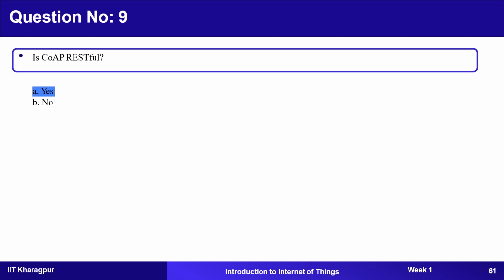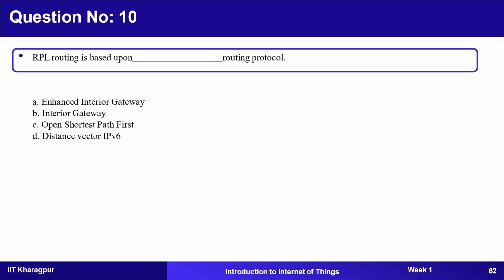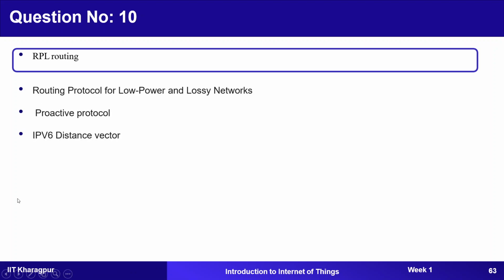Next question is: RPL routing is based upon blank routing protocol. Options are enhanced interior gateway, interior gateway, open shortest path first, and distance vector IPv6. These things I have discussed just now. Distance vector IPv6. Right, so these are the features of RPL. It is proactive and it follows the distance vector protocol.